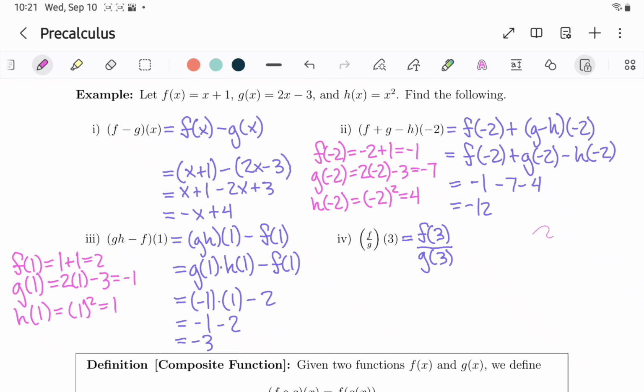So f of 3 is going to be equal to 3 plus 1, which is going to be equal to 4. And g of 3 is going to be equal to 2 times 3, and then minus 3. So we have 2 times 3 is 6, minus 3 is 3. So f over g of 3 is equal to 4 over 3.